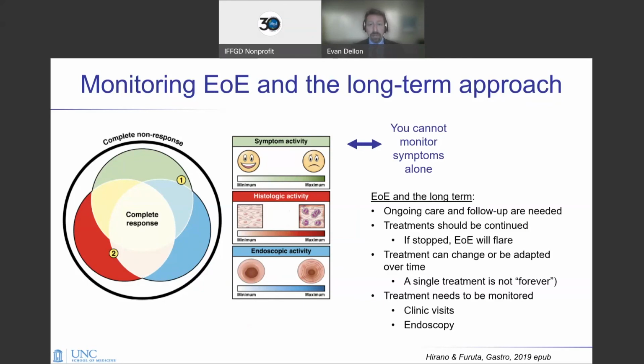Treatments should usually be continued in most patients because we know if they're stopped, the EOE will flare. But treatments can change or be adapted over time, so a single treatment now is not a forever treatment for you. And then we monitor treatments with clinic visits and endoscopies.